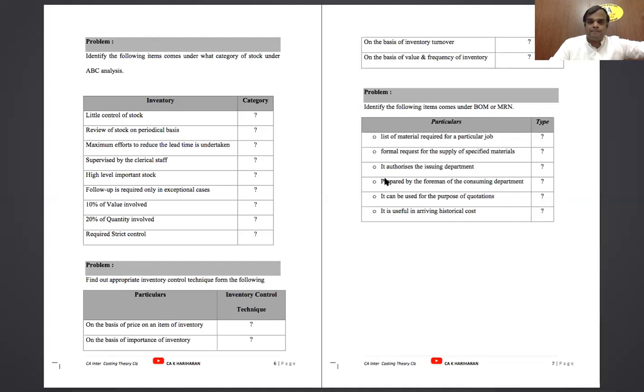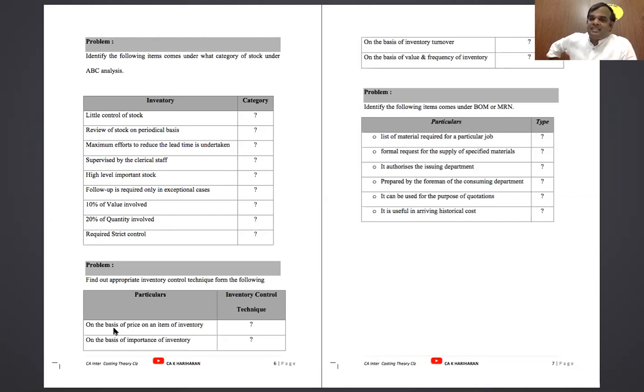HML. Find out the appropriate inventory control technique of the following. First exam question, four more questions. On the basis of price of an item of inventory. An item means one item. Therefore, you should not write ABC, you have to write HML: high cost, medium cost, low cost. Clear?